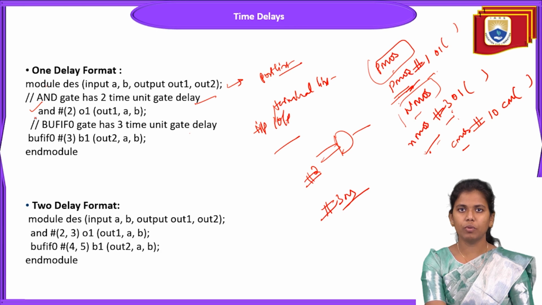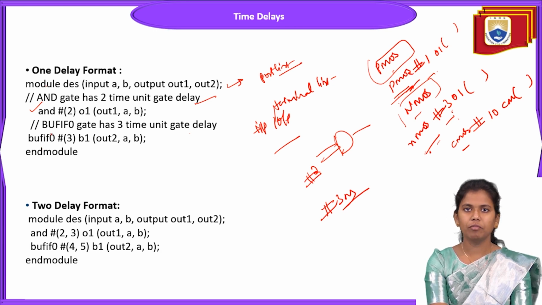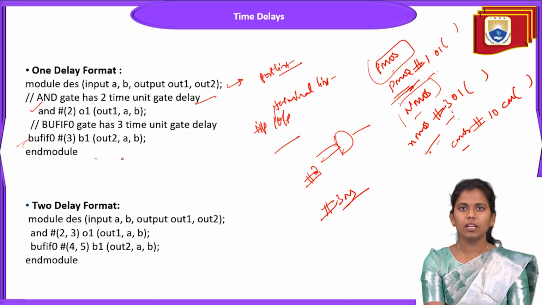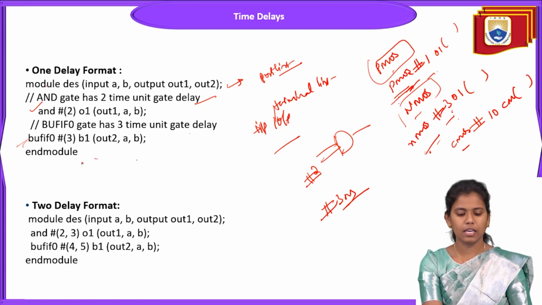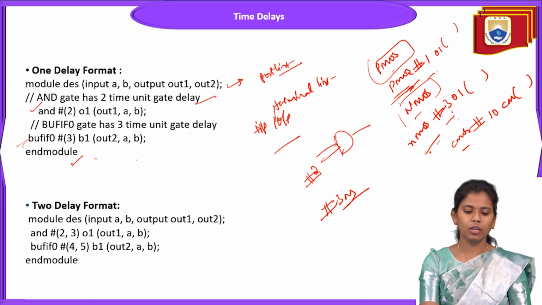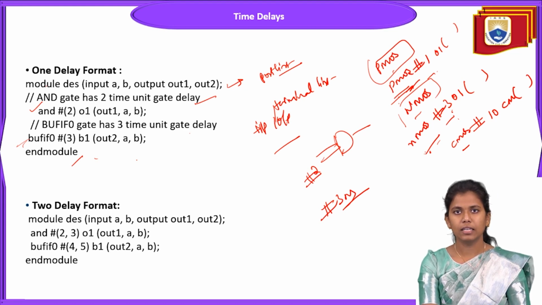So when it comes to the one delay format, here we are using buff if 0. For this buff if 0, we have 3 time units of delay. So our keyword goes with the buff if 0 because my switch is buff if 0, right? So buff if 0 with a delay of 3 and then the port list or the terminal list. And finally, I'm ending up with the end module. Okay, this is about the one delay format.